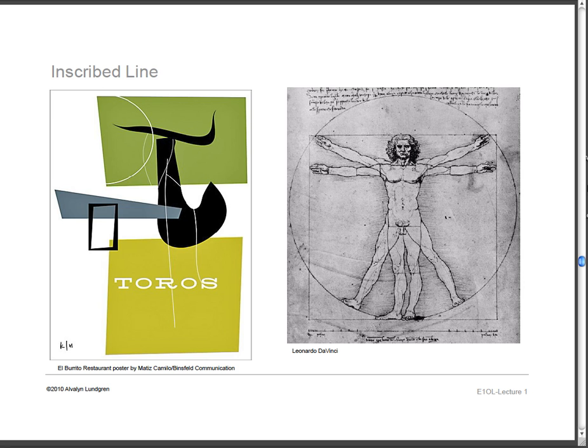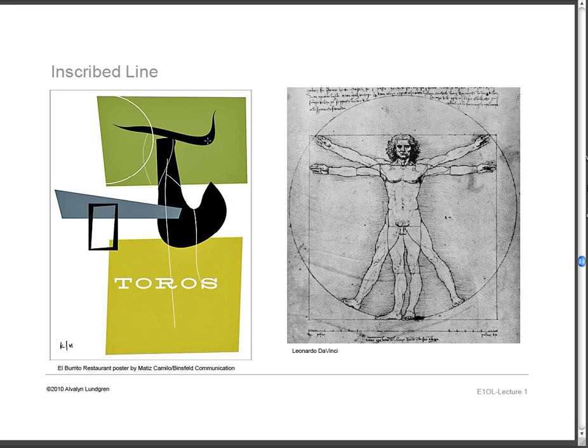Inscribed line, show the poster on the left because that's all computer generated, and so line doesn't have to be hand drawn. We can create linear elements on the computer, obviously. Even the signature on this is linear. Obviously the white stringy elements and even the typeface is linear in understanding. Even this box is linear in understanding. It is outlined.